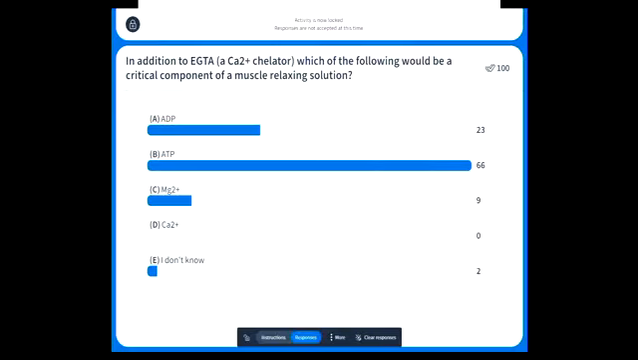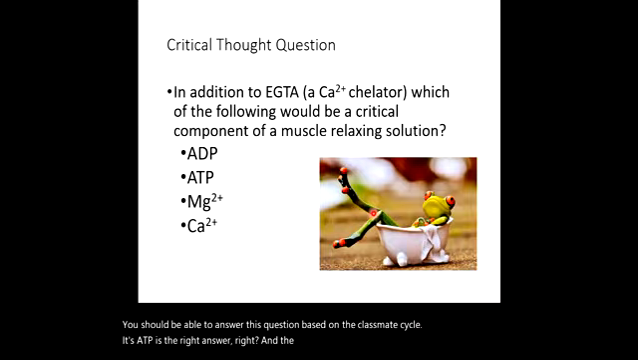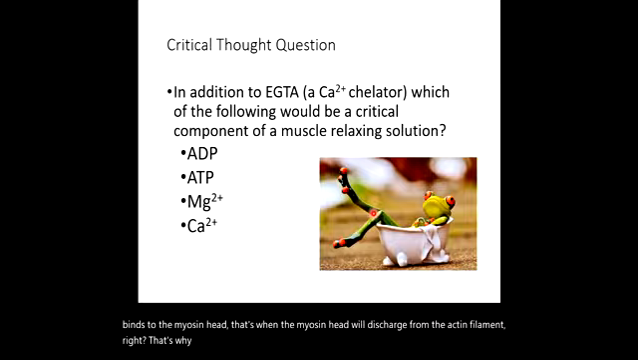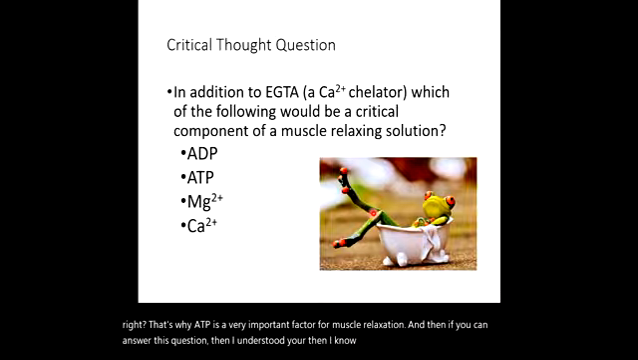It's ATP, that's the right answer, right? And the reason why we need ATP is because ATP, when it binds to the myosin head, that's when the myosin head will detach from the actin filament, right? That's why ATP is a very important factor for muscle relaxation. And if you can answer this question, then I know that you have understood the crossbridge cycle.